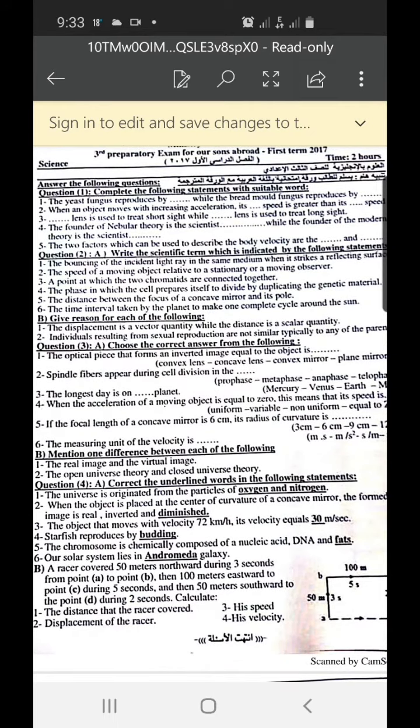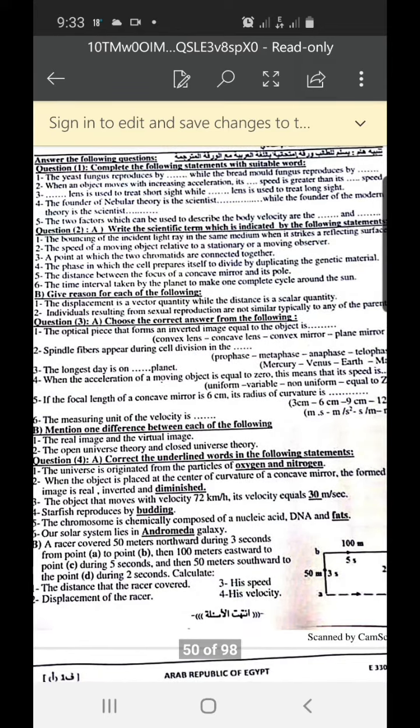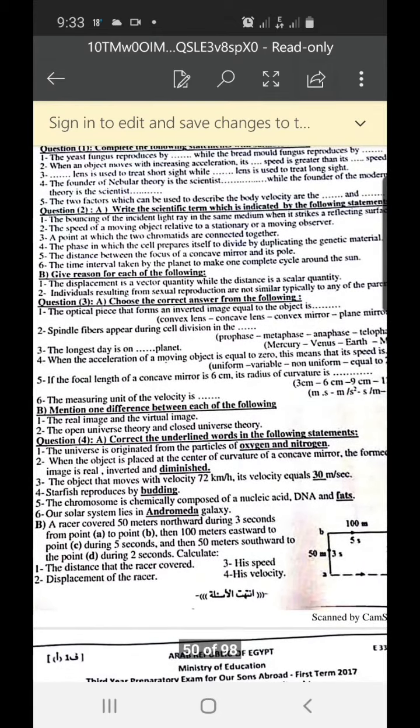Number 6, the time interval taken by the planet to make one complete cycle around the sun. The answer is the year, but this question is cancelled.